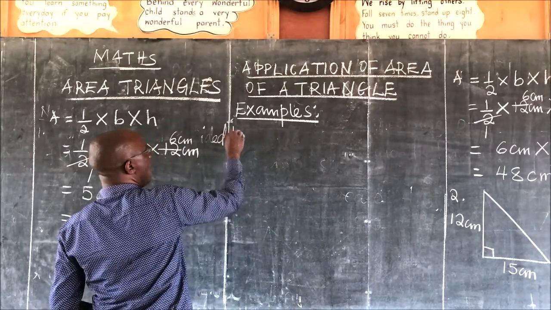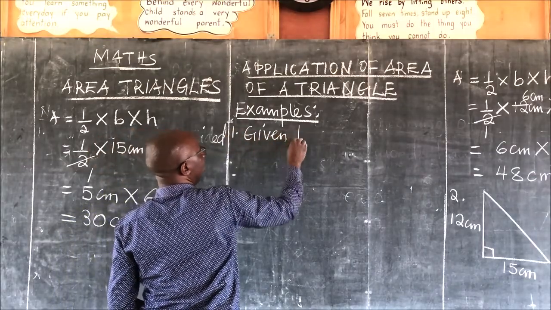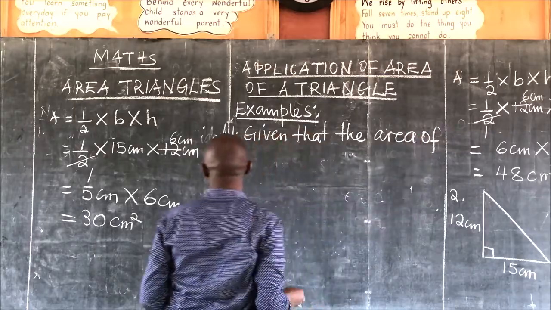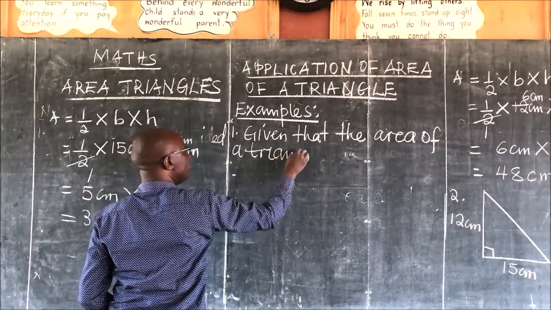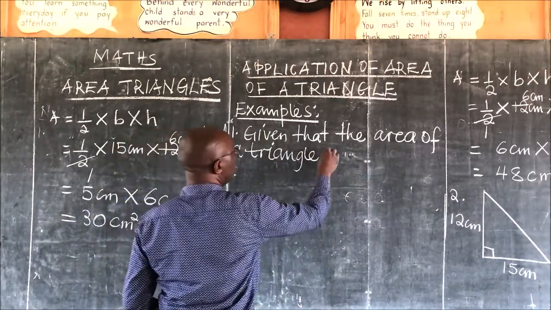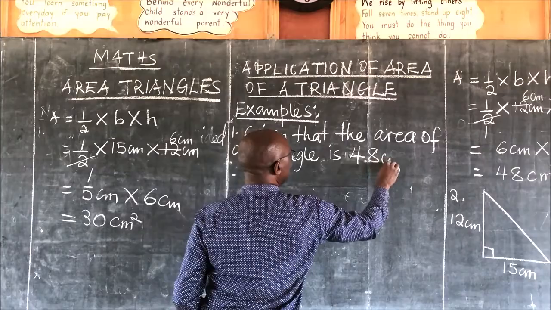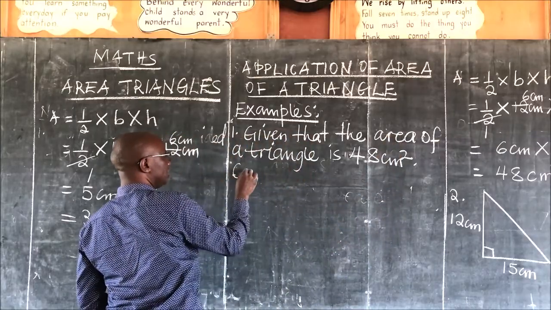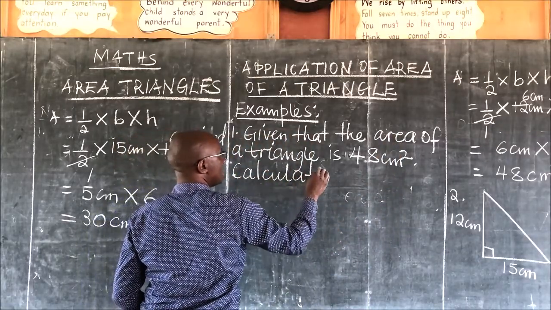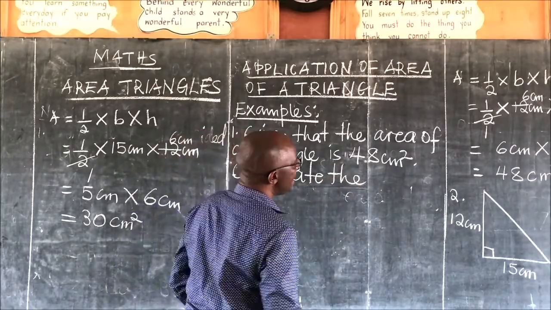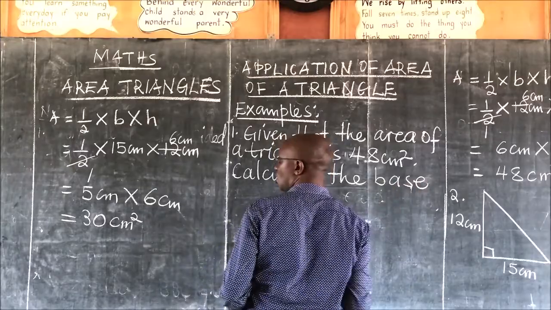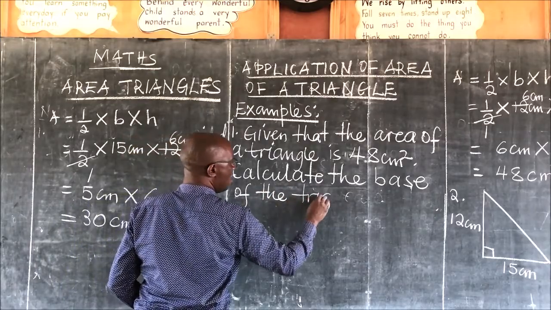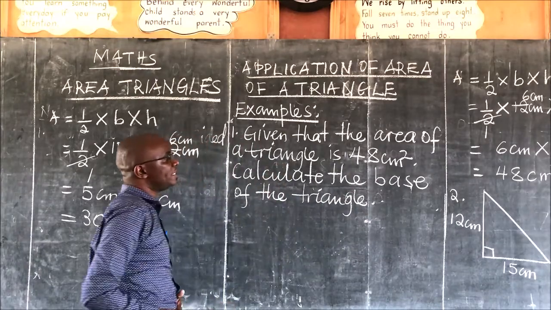Now, one, they can say, given that the area of a triangle is 48 square centimeters, calculate the base of the triangle. Very good. They have given you the area.